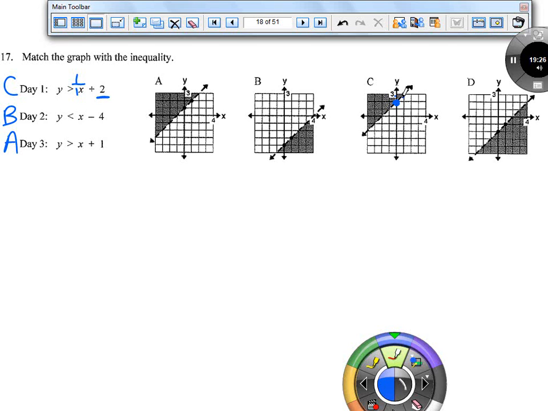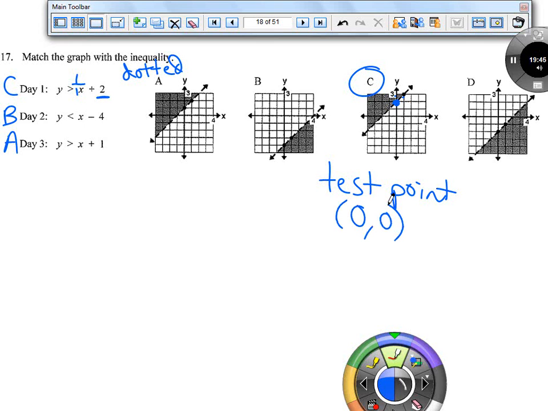And then it doesn't have a bar underneath it, so it's a dotted boundary. So remember that. If it doesn't have a bar, it's dotted, and if it does have a bar underneath it, it's solid. And so that's why it's C. Oh, and we've got to shade. A good way to do it is probably to use a nice test point. So you can use 0, 0 as long as 0, 0 is not on the boundary line itself.